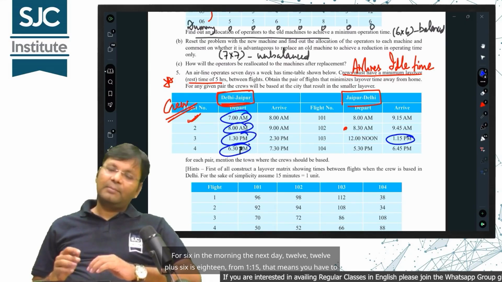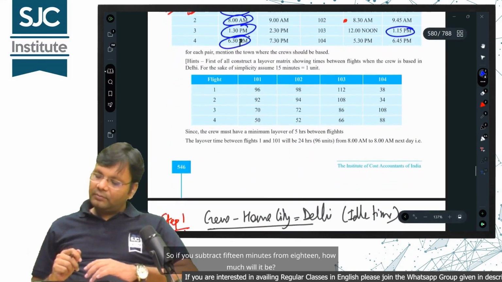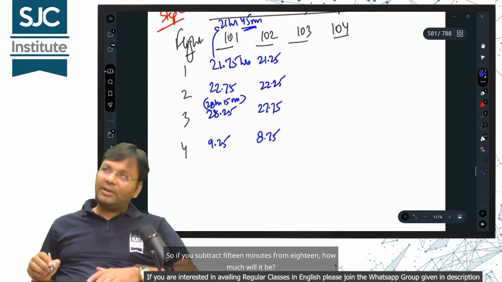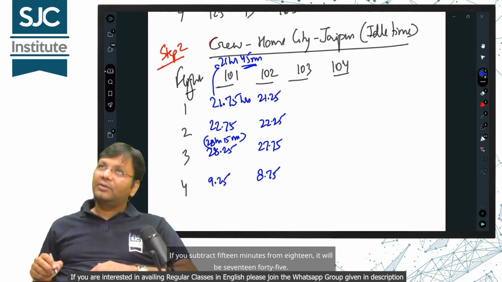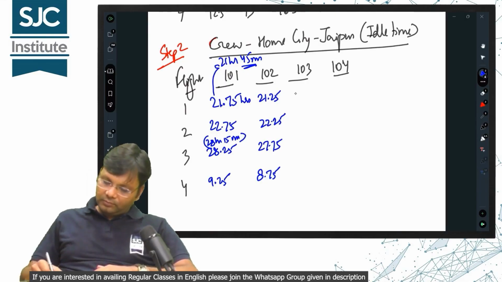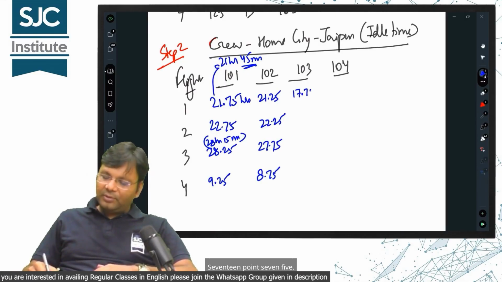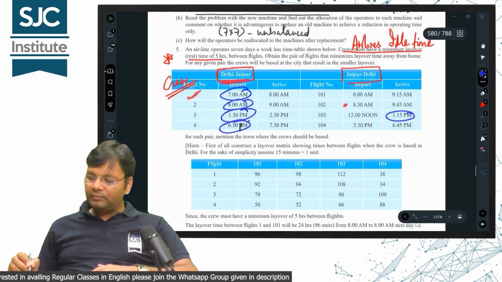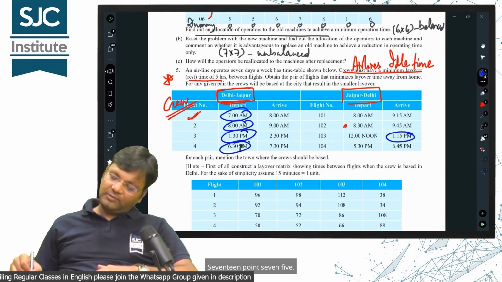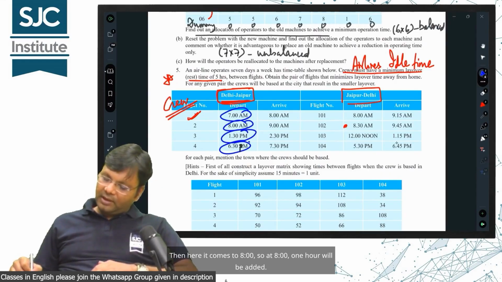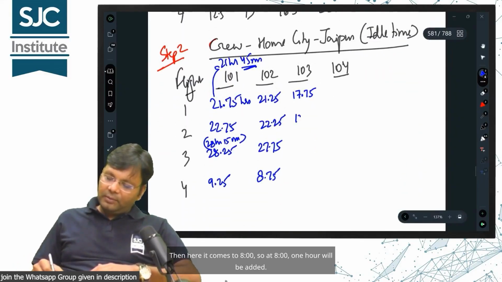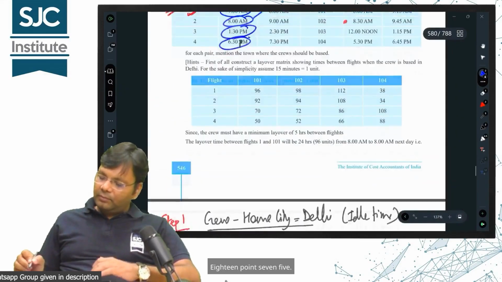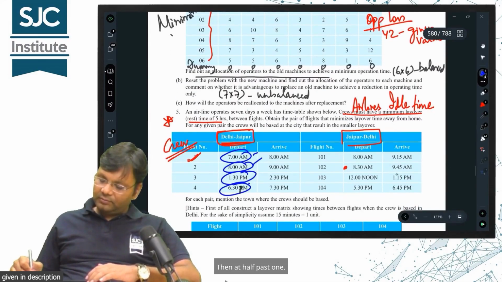From 1:15, that means you have to subtract 15 minutes. So if you subtract 15 minutes from 18, how much will it be? It will be 17:45, 17.75. Then here it comes to 8 o'clock. So at 8 o'clock, 1 hour will be added. 18.75. Then at 1:30. What about 1:30?